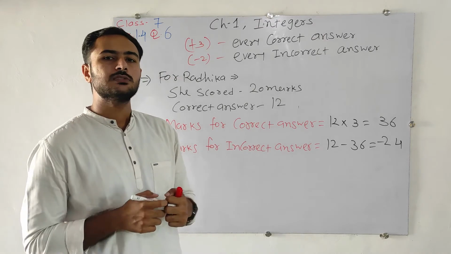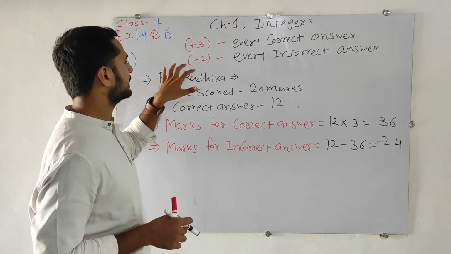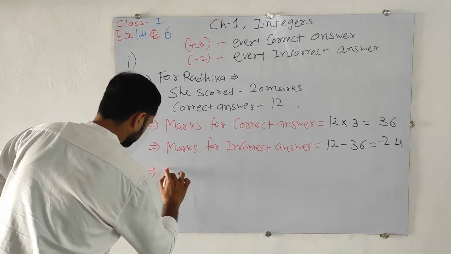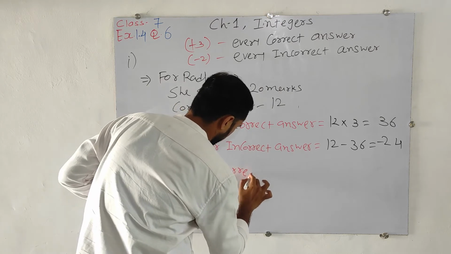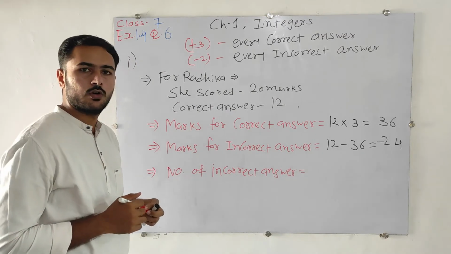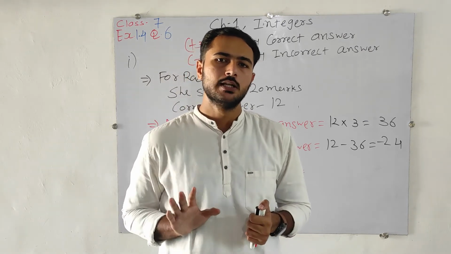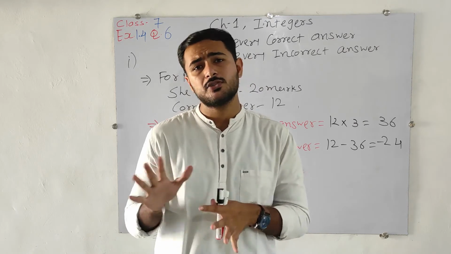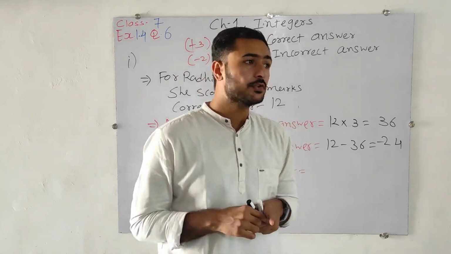Now we have to find out the number of questions she attempted incorrectly, but for each and every incorrect answer she is getting minus 2 marks. So the number of incorrect answers is equal to. Okay, now let me just ask you one question. Suppose you got the total 10 marks. For each and every question, I am giving you 2 marks. So how many questions have you attempted? So what will you do? 10 divided by 2, that is 5. The same thing I am going to do here.